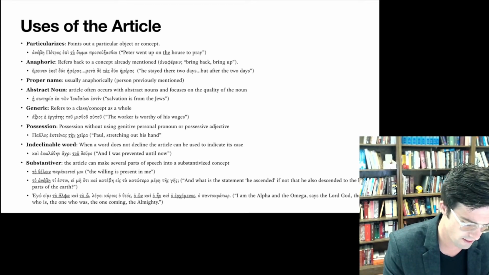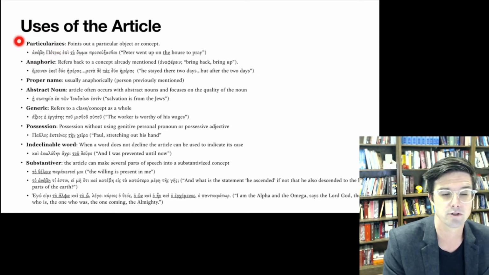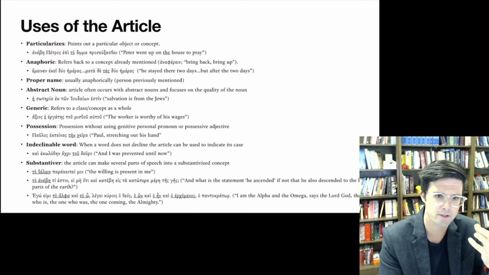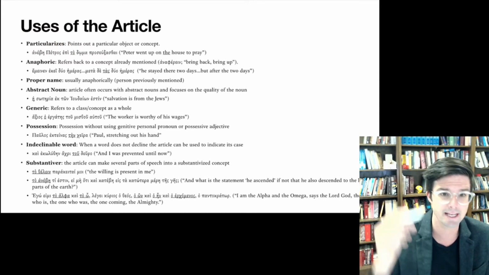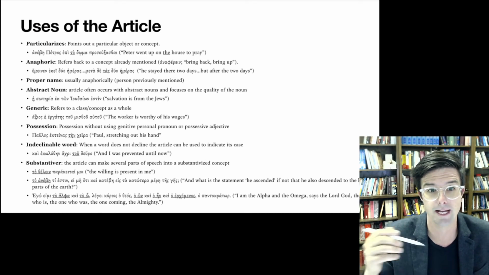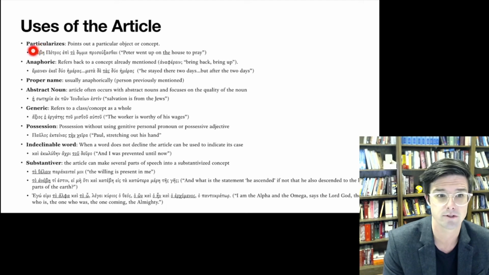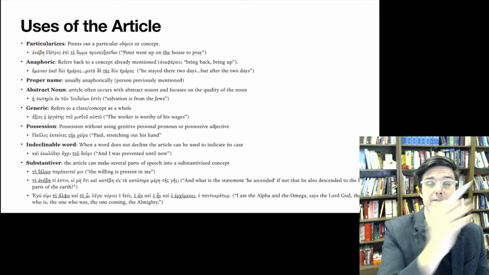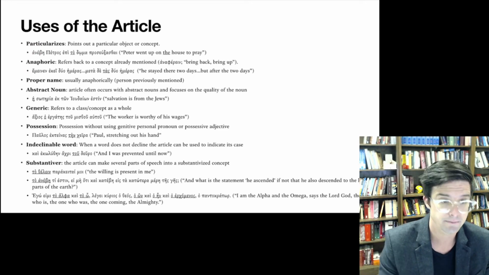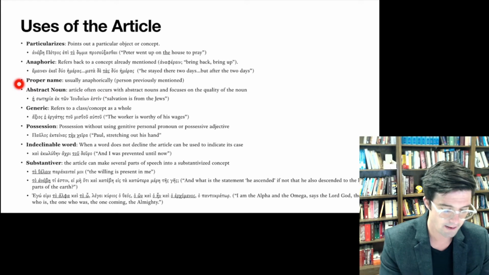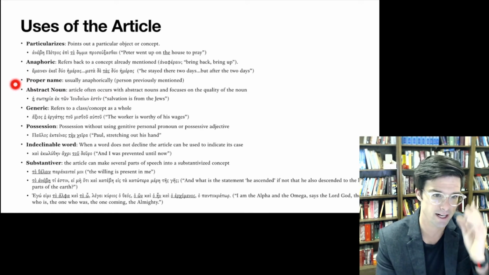So if we are to say that the main use of the article is to conceptualize, a more specific use of this is to particularize a specific object or a specific concept. This is the particularizing use of the article. Anaphoric is when the article refers back to something that has already been mentioned. A proper name, sometimes you'll see the article with a proper name to indicate the case. We talked about that already.